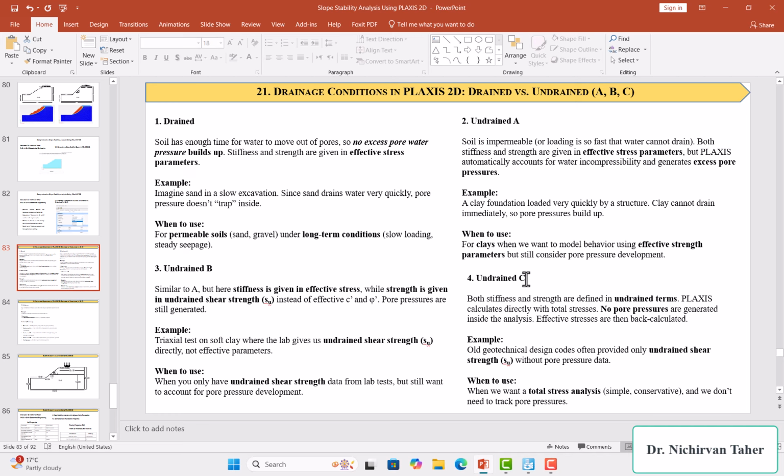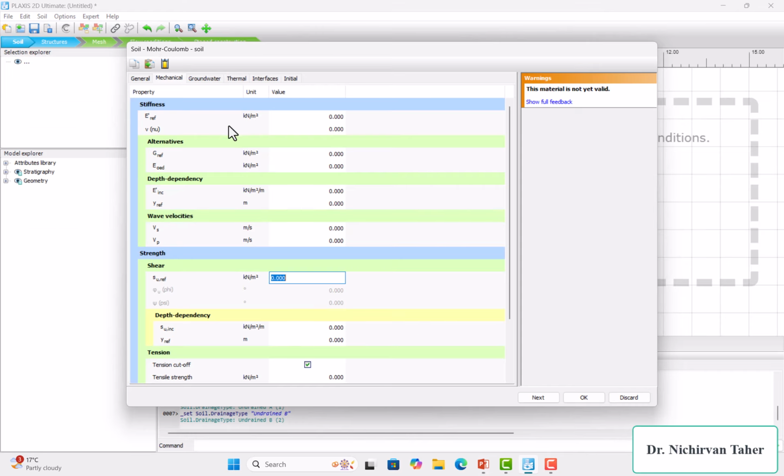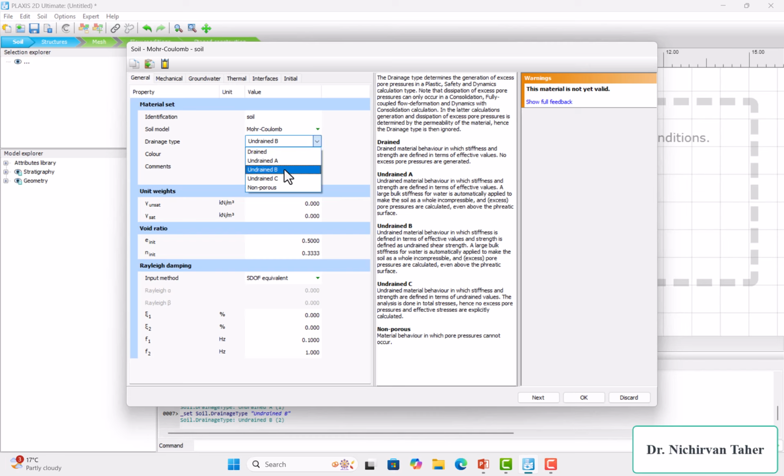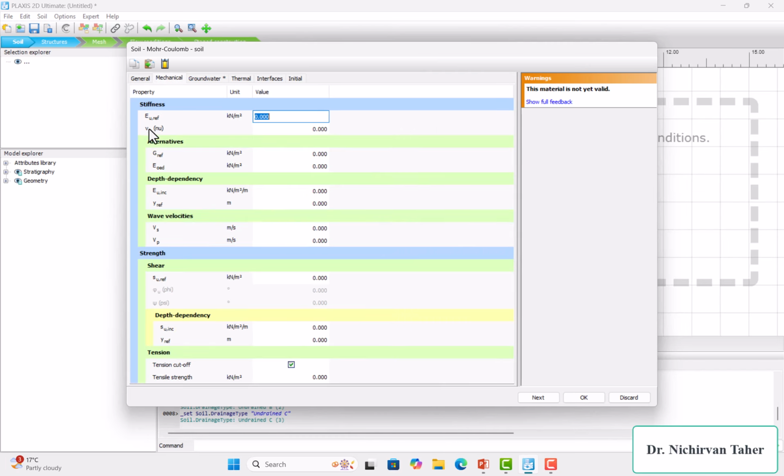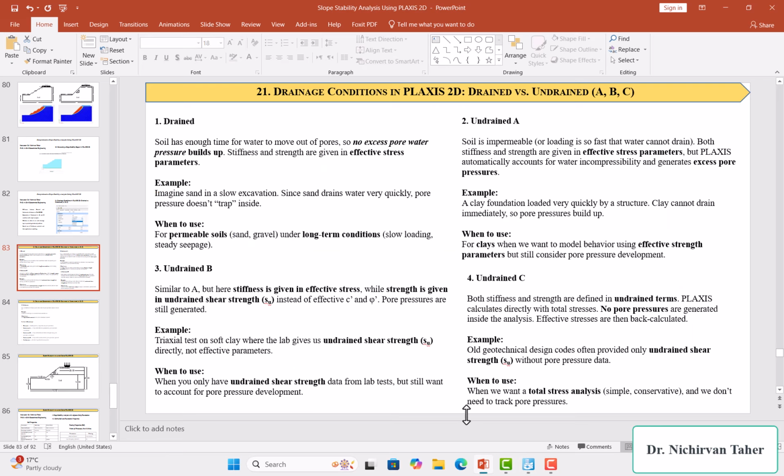Number 4, we have undrained C. In this undrained condition, the stiffness parameter and strength parameter are both defined using undrained terms. For example, if I select undrained C, here you can see the undrained Poisson ratio and undrained elasticity, and also the shear strength parameter is undrained shear strength. So in this condition, both of them are defined using undrained terms.